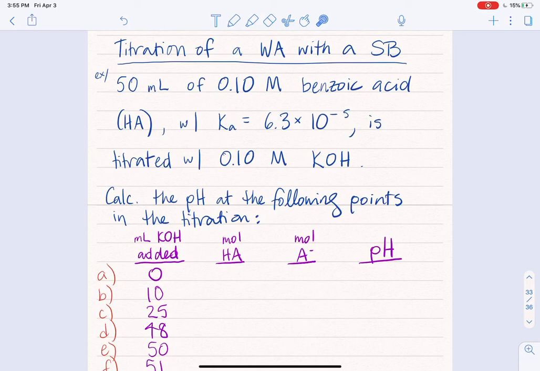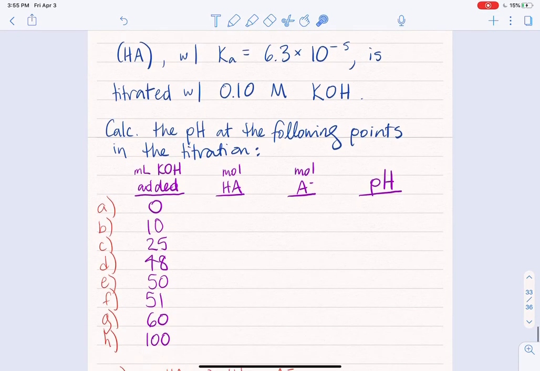Now, in a typical titration problem, you're asked to calculate the pH at different points in the titration. And for this particular titration, we want to calculate the pH after different volume additions of the 0.1 molar potassium hydroxide. We're going to calculate it before we add any potassium hydroxide. And then after we've added 10 milliliters, 25 milliliters, 48 milliliters, etc., 50, 51, 60, and 100.